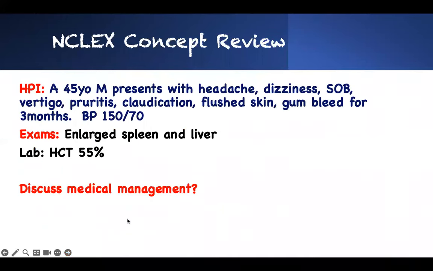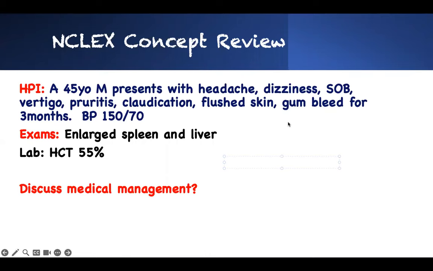Then I said, okay, let's discuss medical management because they will take you there. After you provide teaching, the doctor has to be involved, so we have to do medical management. Medical management is all pathophysiology. That's why I tell people, don't memorize. If you understand the disease process, then the rest is easy. I told you why they're bleeding, right? They have abnormal platelets and the blood is clumping together and consuming the platelets.